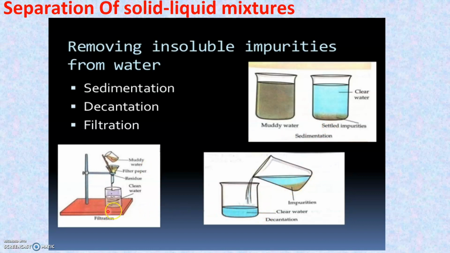As we have already seen, in all these 3 methods, insoluble impurities are removed from the liquid. So now we are going to see how soluble impurities can be removed from liquid. This method of separation is used for a solid liquid mixture wherein the solid is soluble in the liquid. One such method is evaporation.